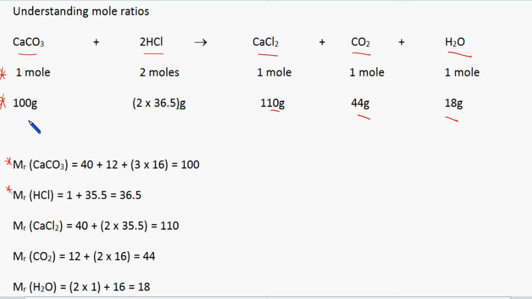And in terms of masses, we can say that 100 grams of calcium carbonate produces 110 grams of calcium chloride. We can also say that 100 grams of calcium carbonate produces 44 grams of CO2. And we can also say that 100 grams of calcium carbonate produces 18 grams of water. And that is in reference to this particular equation.